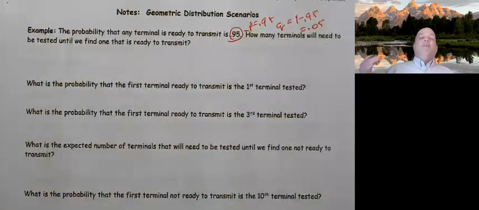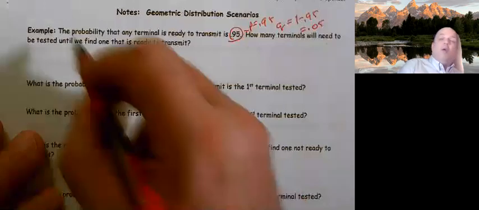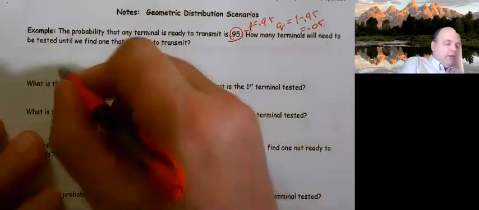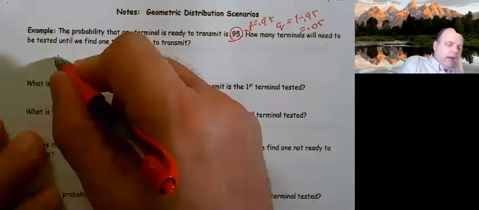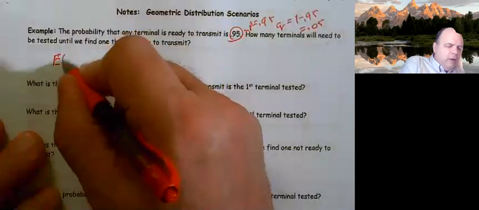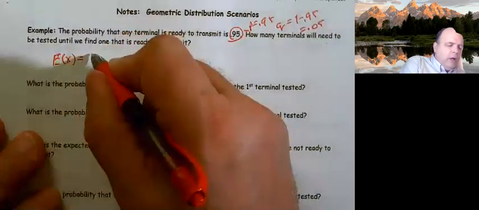So it's like, okay, our transmission rate is 0.95. We're going to test until we find one. So we're going to test the first one, and then it didn't work, and the second, and the third one. So we're hunting for the first one. So, hey, how many do we expect to have to do that? Oh, I said the word expect. That's a good key word. So we're going to expect the expected value, and we're hunting for the first.